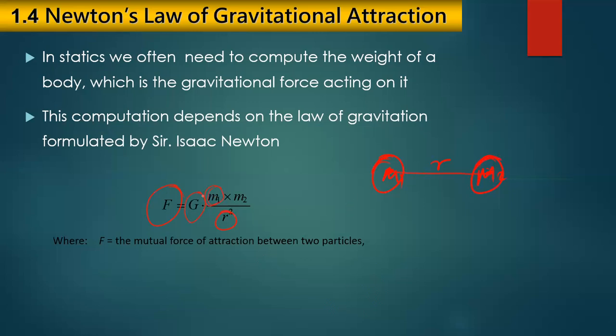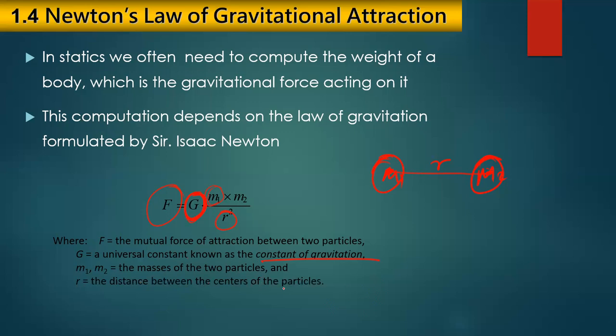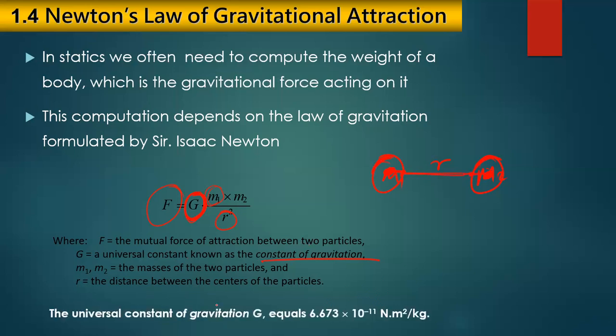And then M1 and M2, you get the masses of these two objects or two particles. Apart from that, this gravitational constant is given. This is the universal constant, known as the constant of gravitation. M1 and M2 are masses of the two particles, and R is the distance between the centers of the particles. So remember what I said, you get the distance from their centers, meaning you have to add the radius of this plus the distance there plus the radius of this other object. The universal constant of gravitation is simply 6.673 times 10 to the power negative 11.